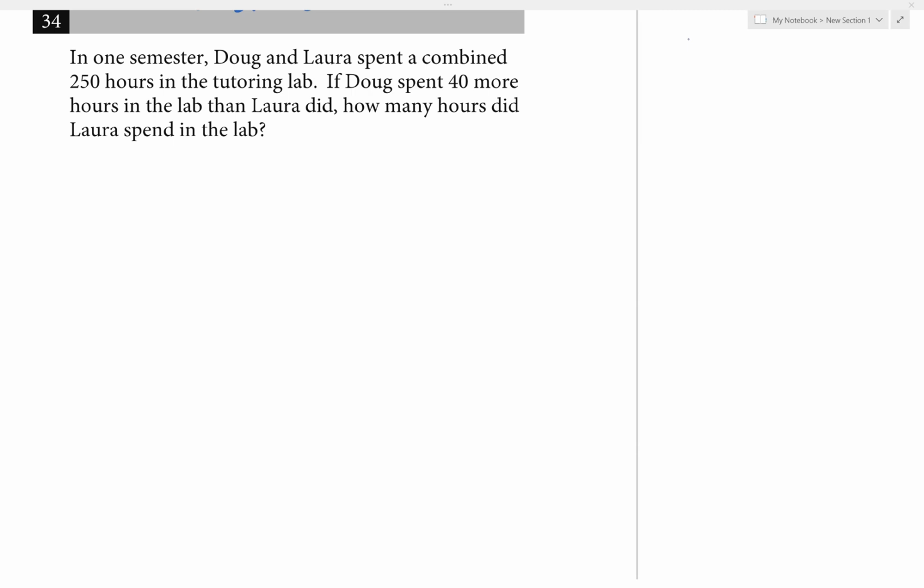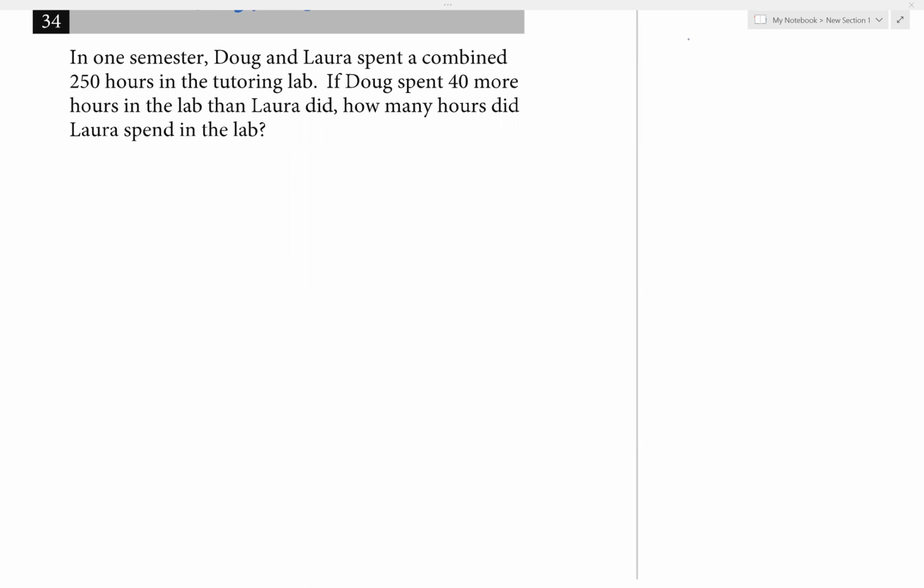Okay, so both people spend a total of 250 hours, and we know Doug spent 40 more hours than Laura. So we want to solve for a number for Laura, but here we also don't know how many hours Doug spent in the lab. So pretty much we have two unknowns.